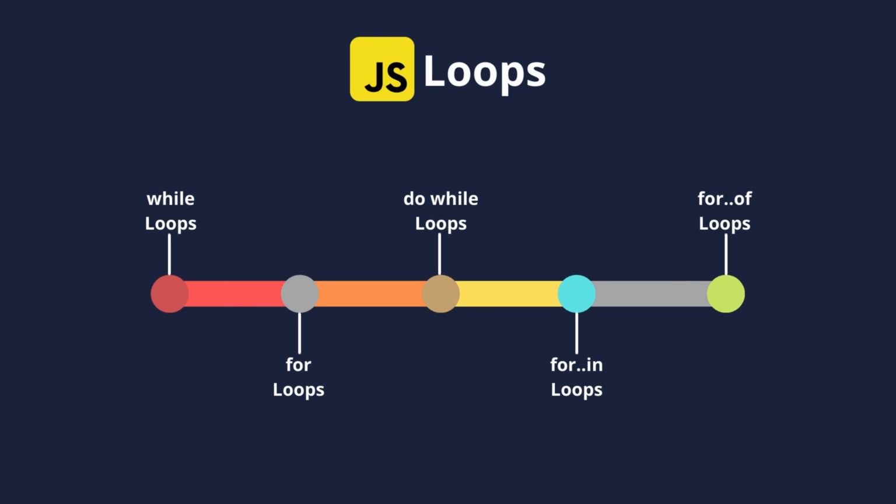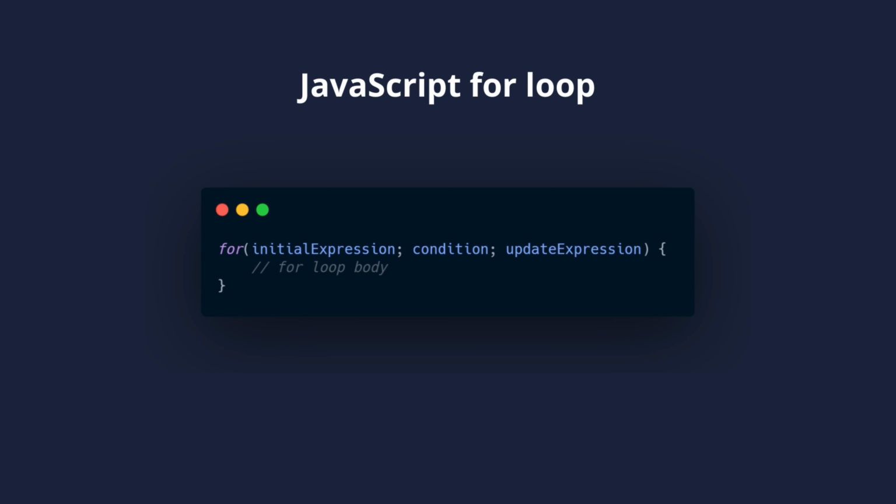But first I'm going to focus on the for loop. The syntax for the for loop looks like this. First we have the keyword for. Inside the parentheses we have the initial expression, which initializes or declares variables and executes them only once. Then we have a condition. If this condition is false, the for loop is terminated. Otherwise, the block of code inside the curly brackets will be executed.